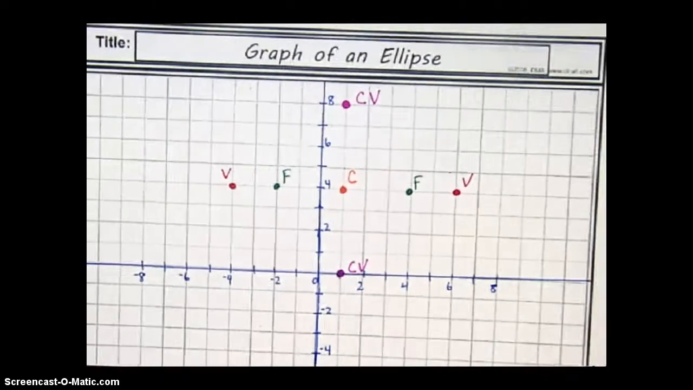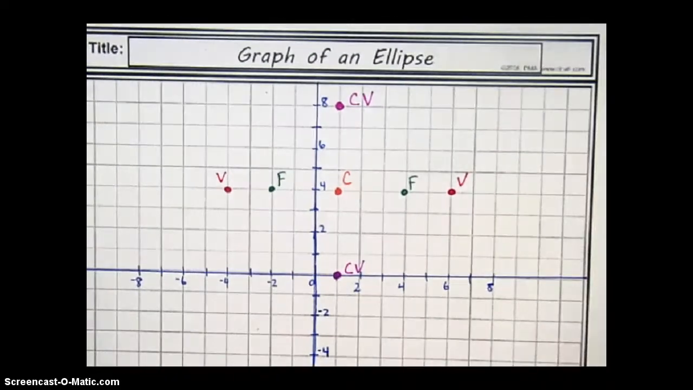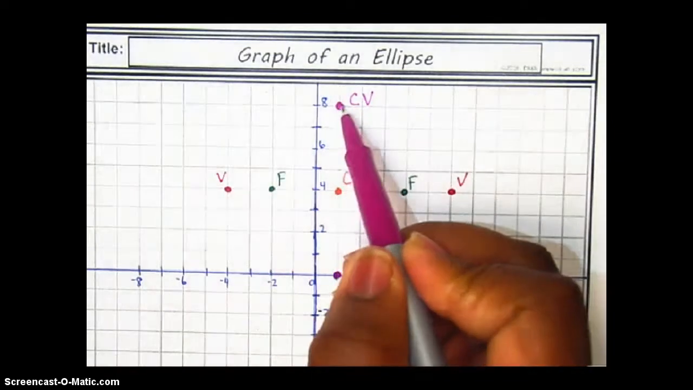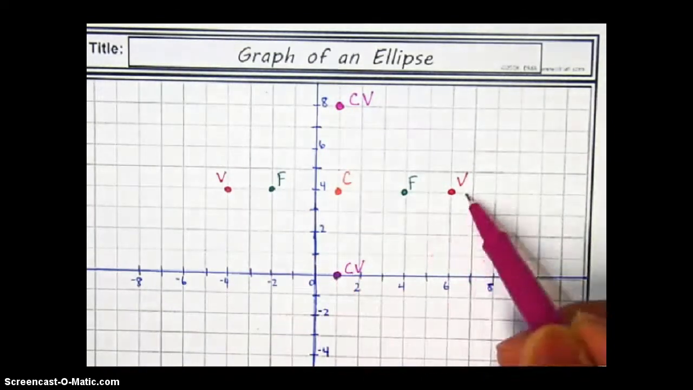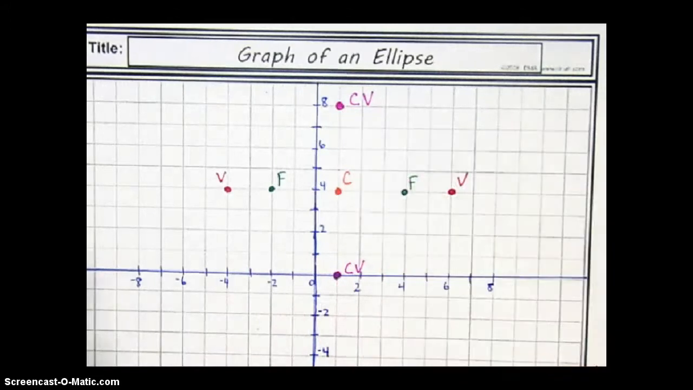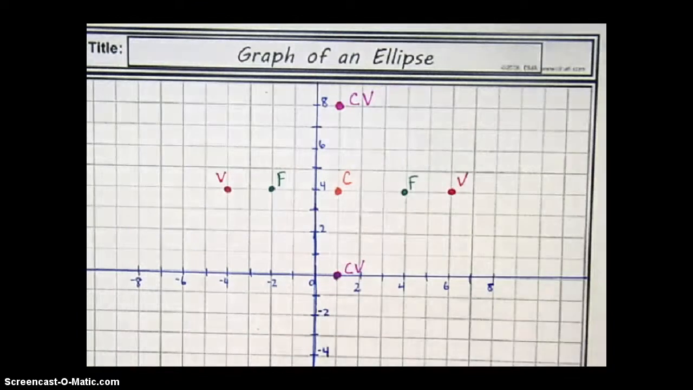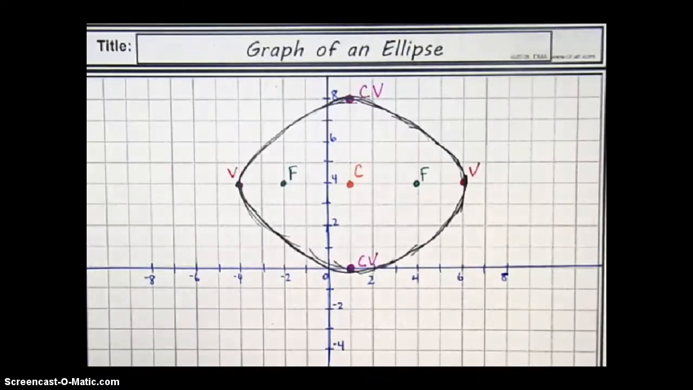And so now when we draw in this ellipse, we want to draw a curve that goes from co-vertex to vertex to co-vertex to vertex, back around again. And I can't promise you this is going to be pretty, but I will do my best. And so this is my best ellipse. Your best might be better. But this is what the graph of the ellipse would look like.